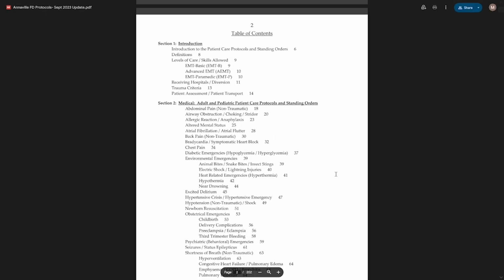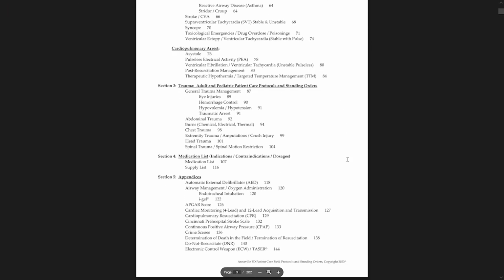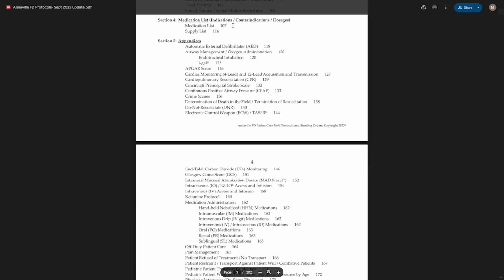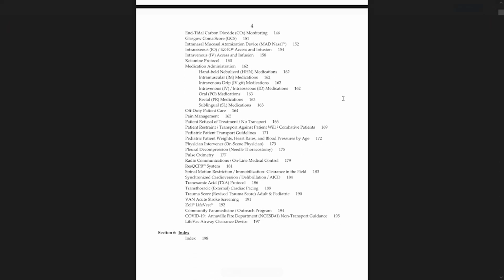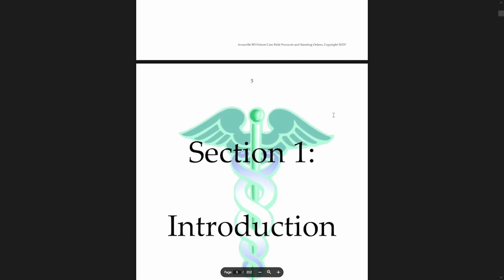If you want to pause this and take a look at a certain section, here you go. We have some more right here. And we're going to be going over all these topics. We are going to skip the medication list, but that's just because that can be saved for another time. I don't want to make it longer than it has to be.